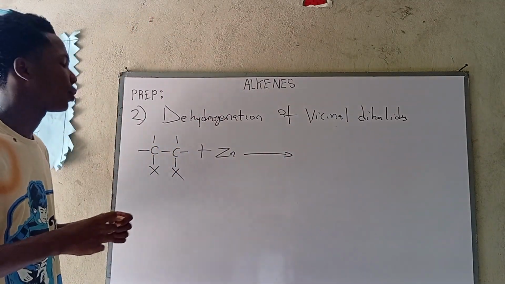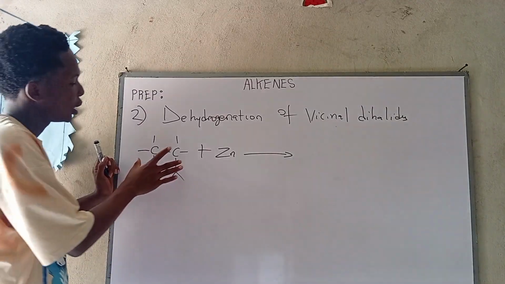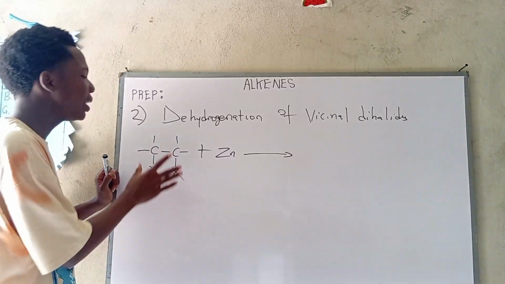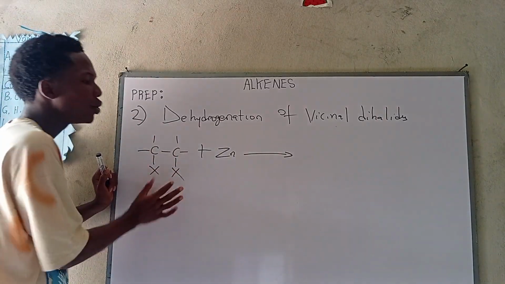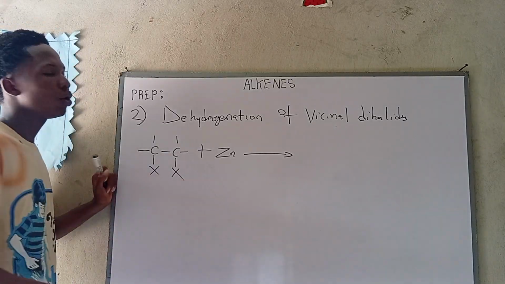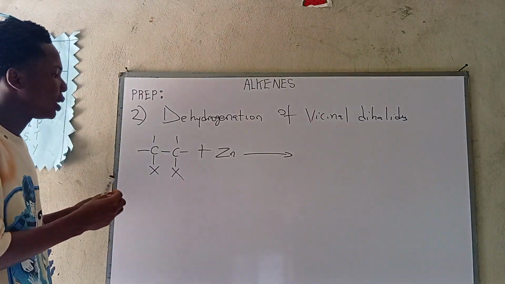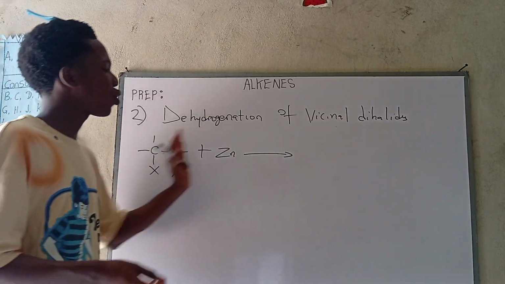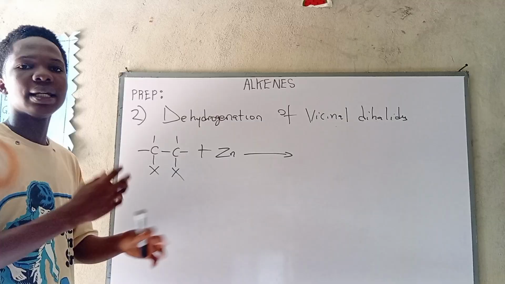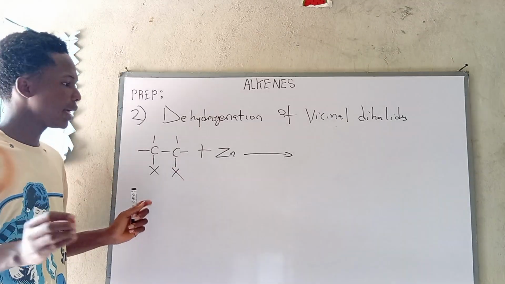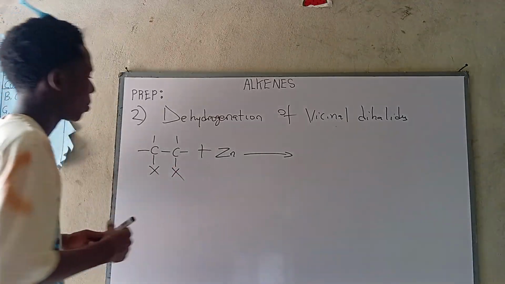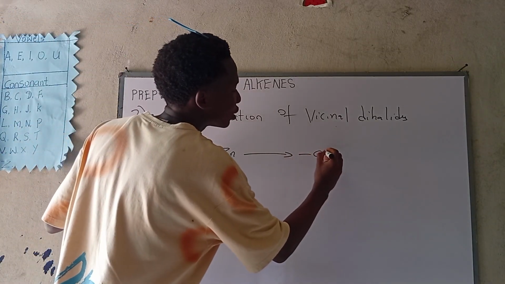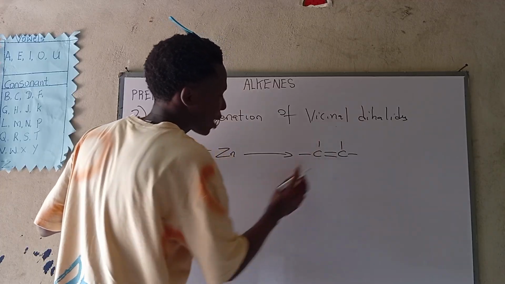Now, something will happen. This single bond here will become a double bond. And when it becomes a double bond, these two halogens are no longer going to be here, because it's a reaction. As it reacts, this will form a double bond, and these halogens will leave, more like a displacement reaction. As I said, a double bond will be formed here, and automatically we've gotten our alkene.